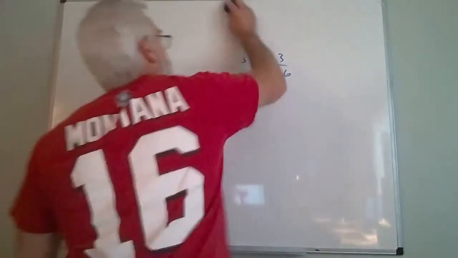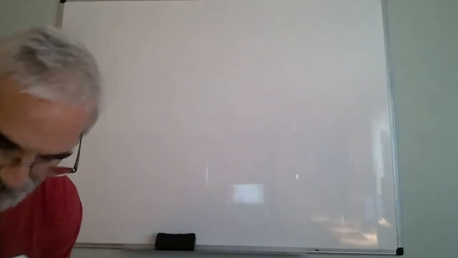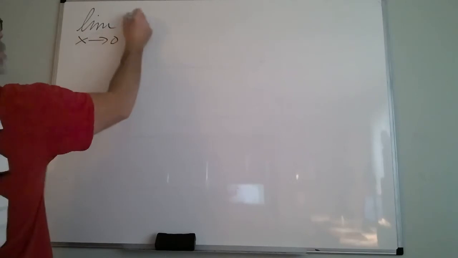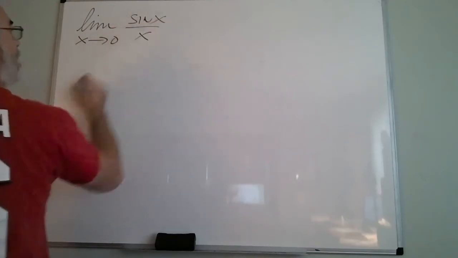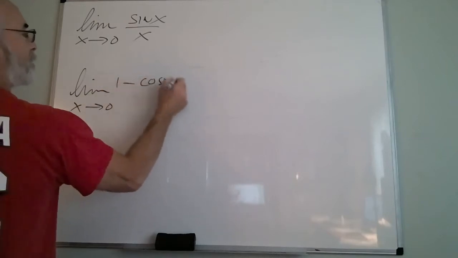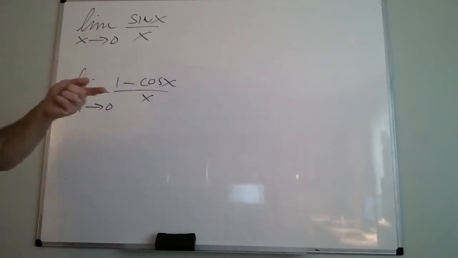Now, try another one. All right, we said in Calc 1, the two most important limits involving trig are the limit as x approaches 0 of sine x over x, and the limit as x approaches 0 of 1 minus cos x over x.